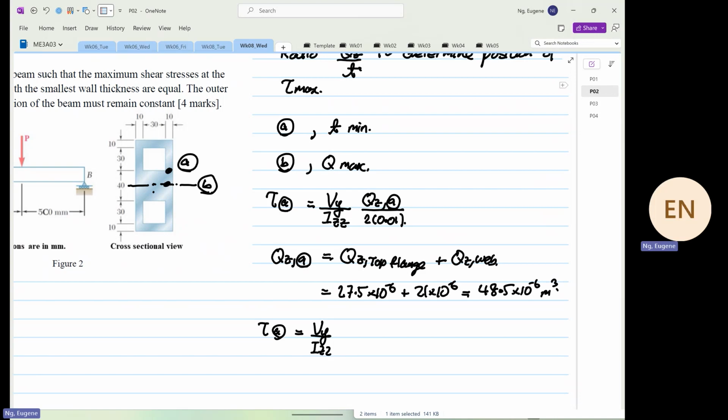over IZZ. QZ, we know that is equal to 48.5 times 10 to the power minus 6. And then we divide by twice of 0.01. So 48.5 times 10 to the power minus 6 divided by 2 divided by 0.01, we got 2.425 times 10 to the power minus 3 Vy over IZZ.